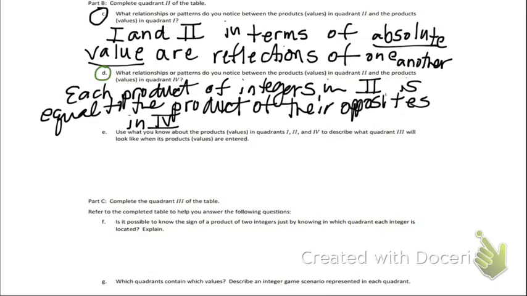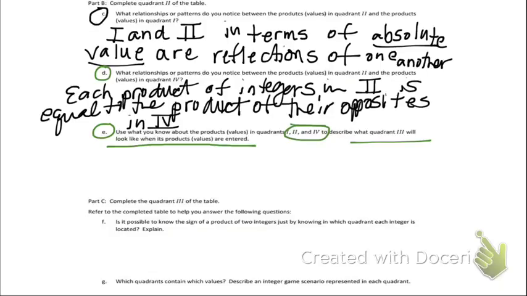All right. Okay, so here E asks you this. It says, use what you know about the products in quadrants 1, 3, and 4 to describe what quadrant 3 will look like when its products are entered. So go ahead and just write that down and come on back.